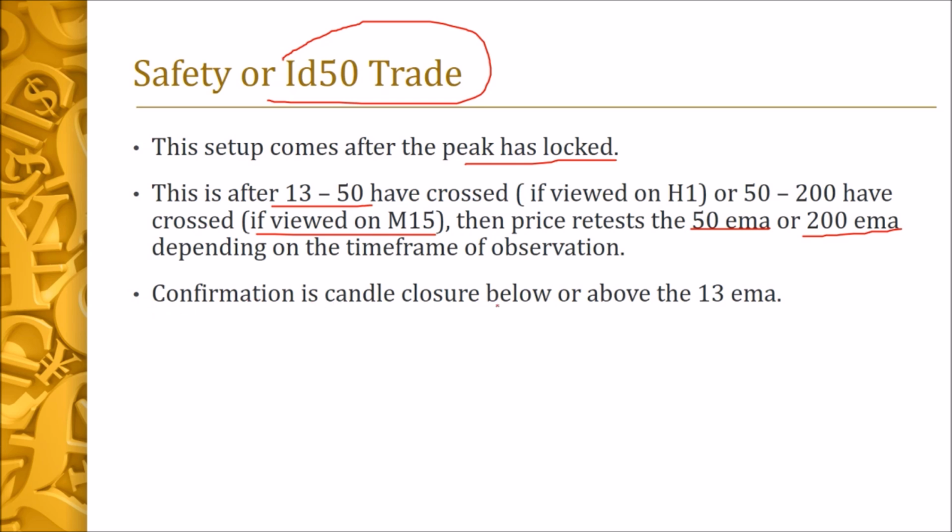Confirmation is candle closure above the 13 EMA. What do we mean? After the peak has logged, we'll see level 1 flow. Then after level 1 flow, we'll see price coming back to 50, if we are viewing our charts on H1. If we are viewing on M15, we'll see it coming to 200. Basically that is our next pristine entry that will be issued for possible cycle completion.